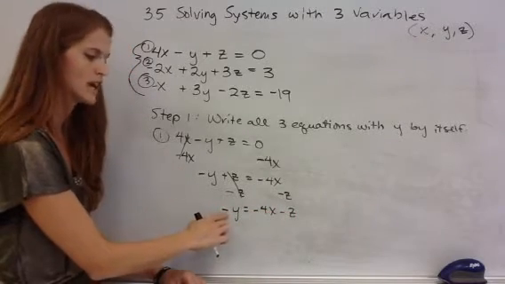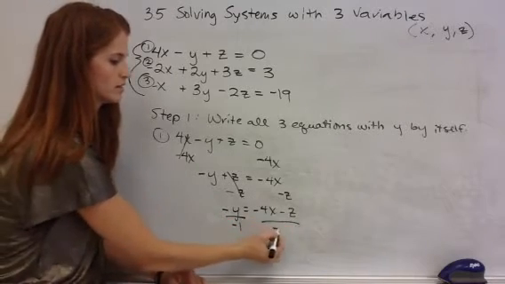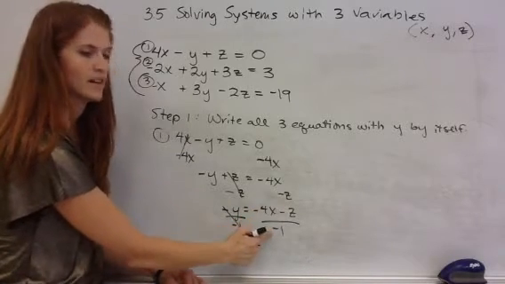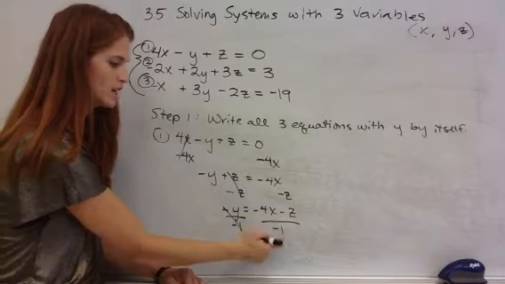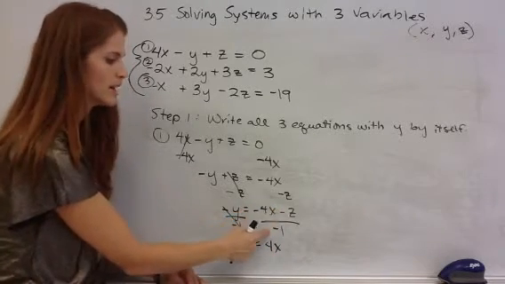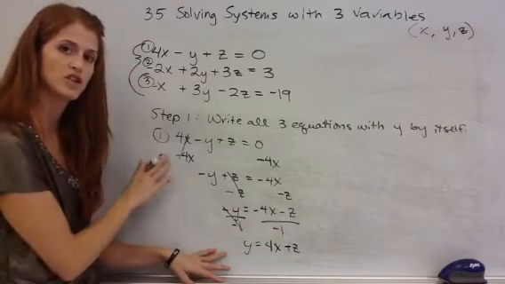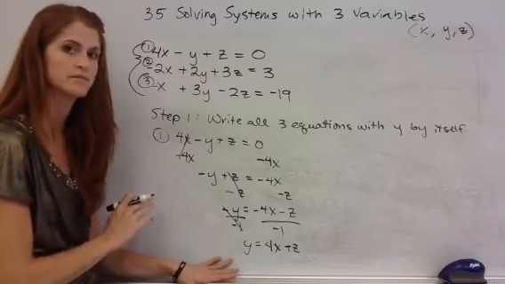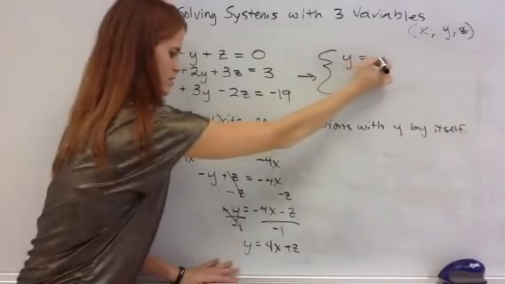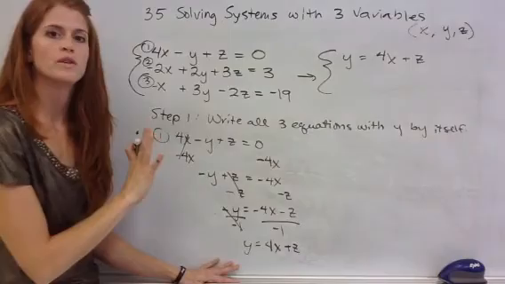Now, I'm really close to having y all by itself, but I have the negative 1. So I've got to divide through by a negative 1. Everything gets divided by the negative. So a negative 4 divided by a negative 1 is going to give me positive 4. Then a negative z divided by a negative 1 gives me a positive z. So I've taken equation number 1, solved it for y. So I'm going to go ahead and write it over here. So we've done equation 1.